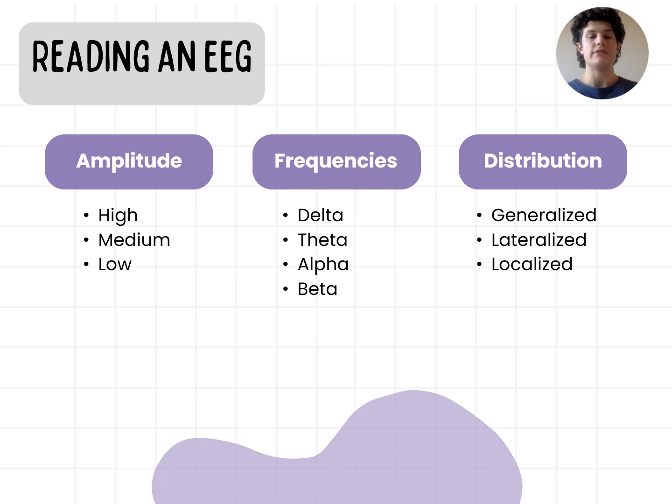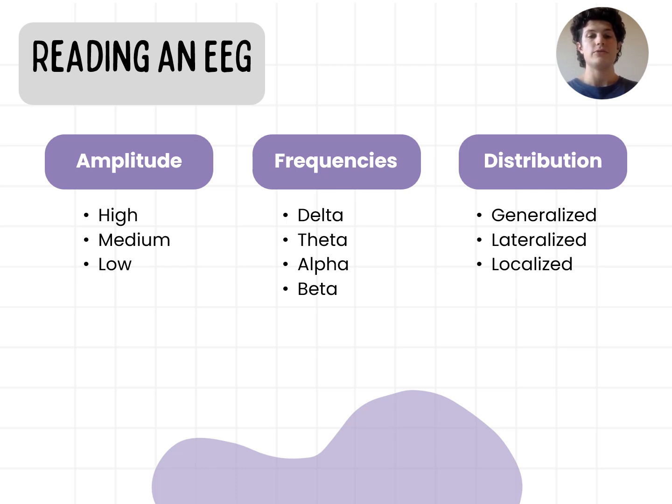Lateralized means that it'll be local to one hemisphere of your brain. So it'll present itself on the EEG screen as either being the entire upper portion of the screen or the entire bottom portion of the screen. The entire bottom half of the screen or the entire upper half of the screen.